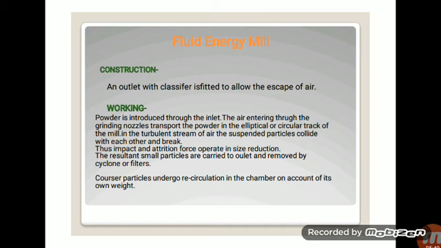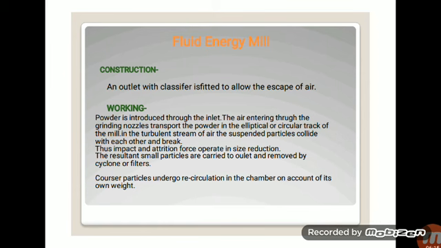Due to the high pressure of the air, there are collisions between the powders as well as with the wall of the mill. Now the next point is that due to this, impact and attrition forces operate in the size reduction. Due to this the size reduction takes place. The main principle is impact and attrition.